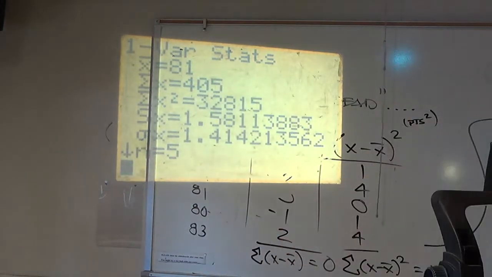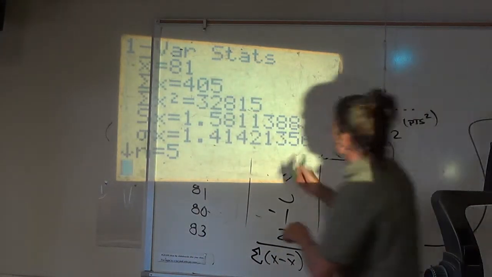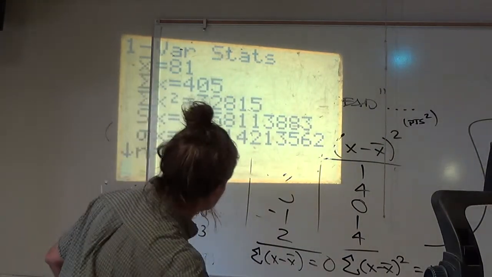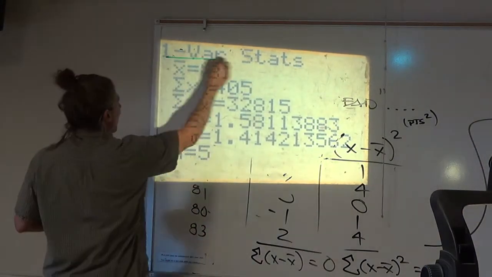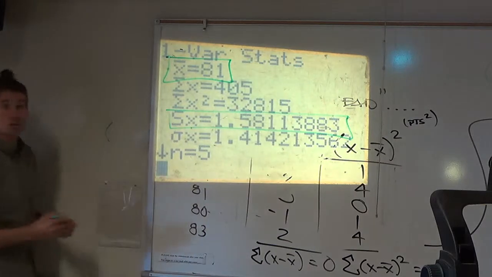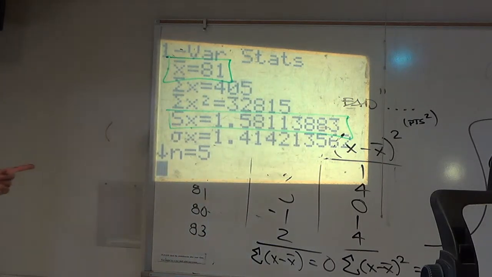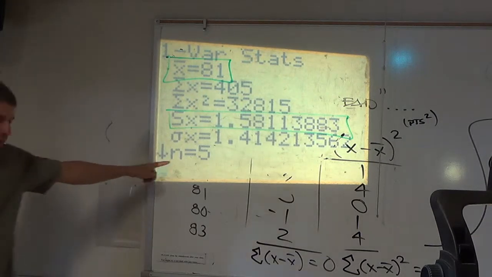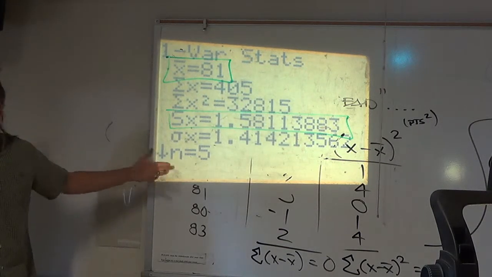So for right now, if you need a way of keeping straight what's important, keep this in your mind. This. You want to know that? Yes. And you want to know that. Those are the two from this first screen that are very, very important. Notice how down here it tells you n equals 5. You probably knew that. There were 5 things you put in.